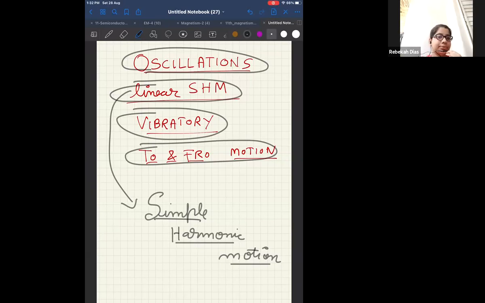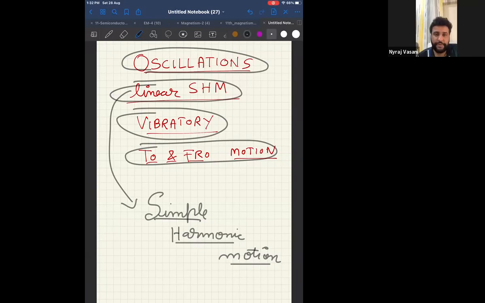So you have written some examples of oscillation. Now write down the difference between oscillation and periodic. Write down: all oscillatory motions are periodic, but not vice versa.